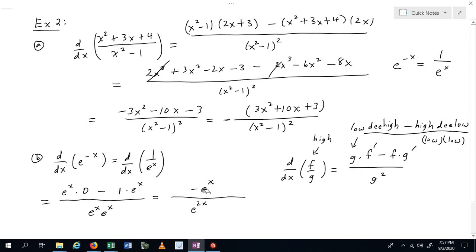And actually, you can simplify this. It makes more sense for me not to combine these. So let's just go back and write it as e to the x times e to the x, because this is minus 1 times e to the x. It's the same thing as minus e to the x. And one of these e to the x's cancels with one of these. And so it's really just minus 1 divided by e to the x. Okay, so that's how you use the product rule.